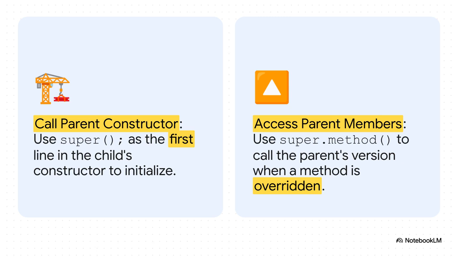Next, we have the super keyword. You can think of this as the child's direct phone line to its immediate parent. It's mainly used for two things. First, to call the parent's constructor, that's its setup method, using super, parentheses. This makes sure the object is built correctly from the ground up. And second, you use it to access a method from the parent, which is super useful if the child has its own version with the same name. It's how you say, hey, for this one time, I don't want my version, I want my parent's version.